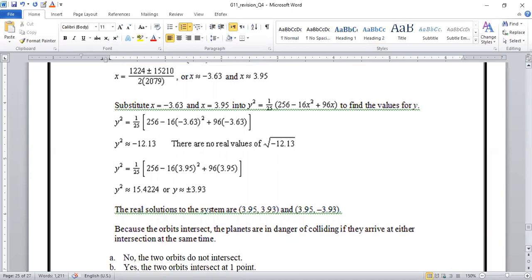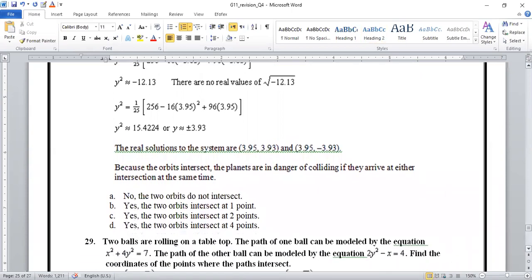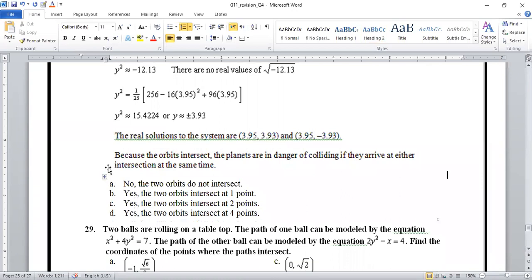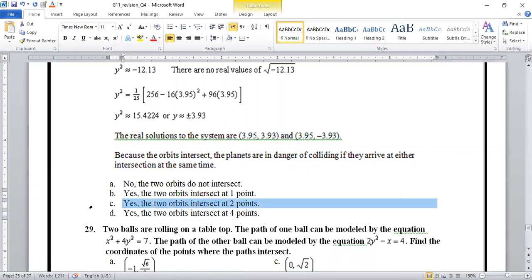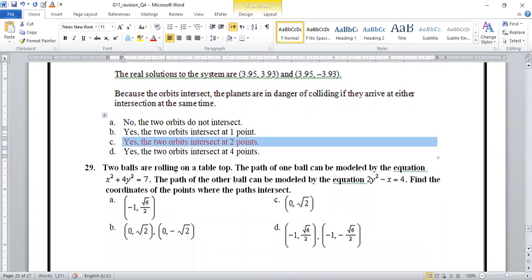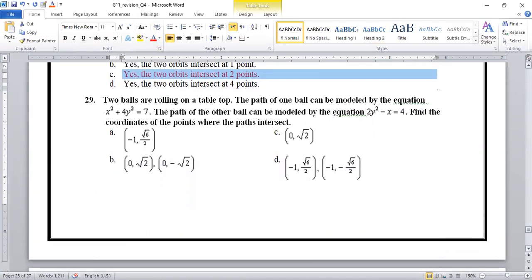Okay, so the answer will be number C. Yes, there is danger, and they intersect at 2 points.